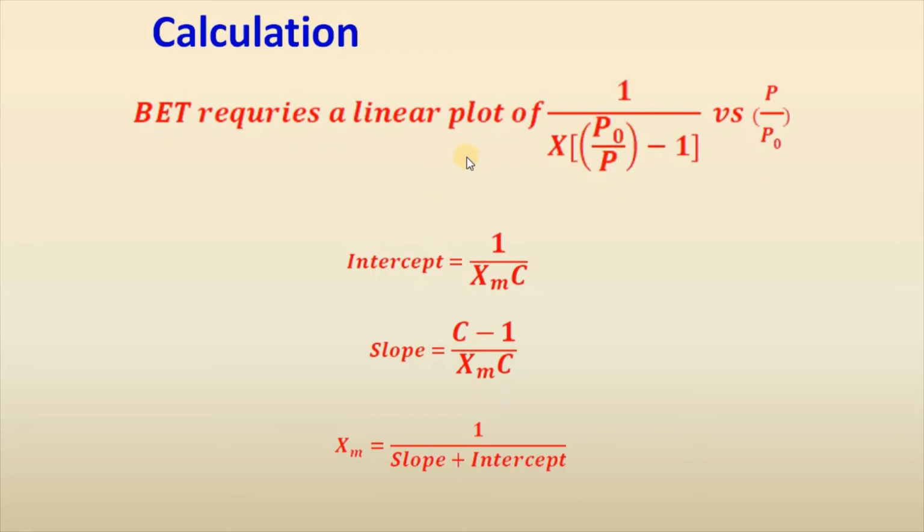So after plotting 1 by X (P0 by P minus 1) versus relative pressure, we will have a straight line and intercept equal to 1 by XmC, slope equal to C minus 1 divided by XmC. Now Xm equal to 1 by slope plus intercept.